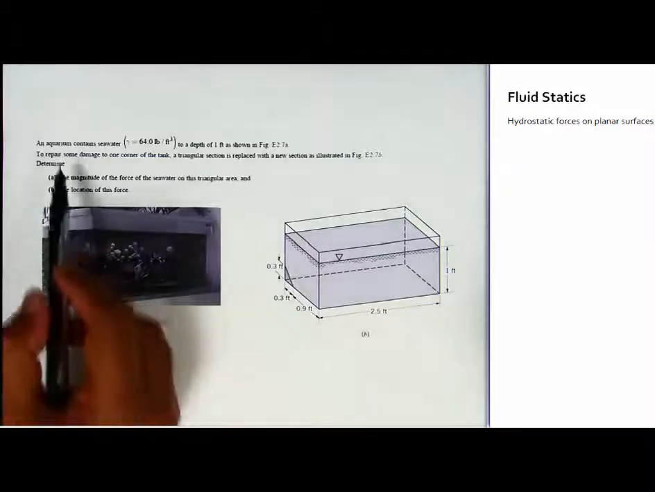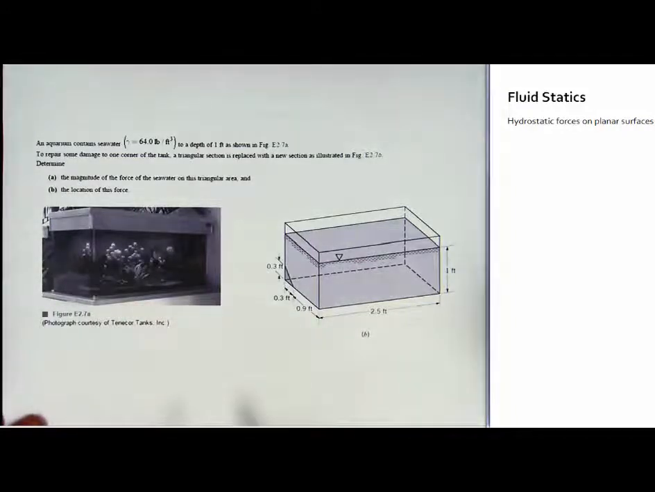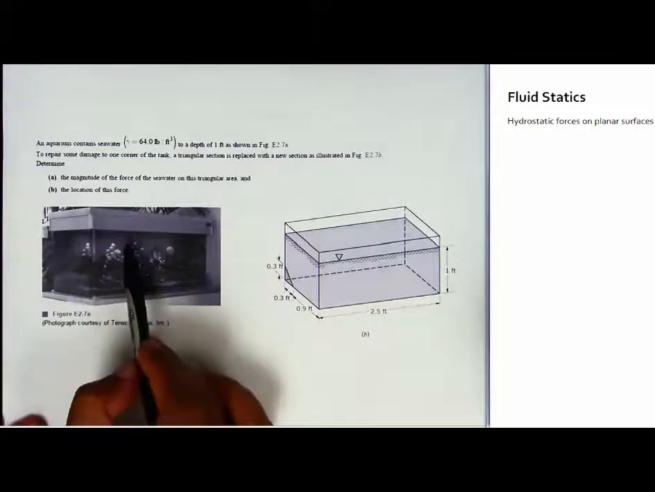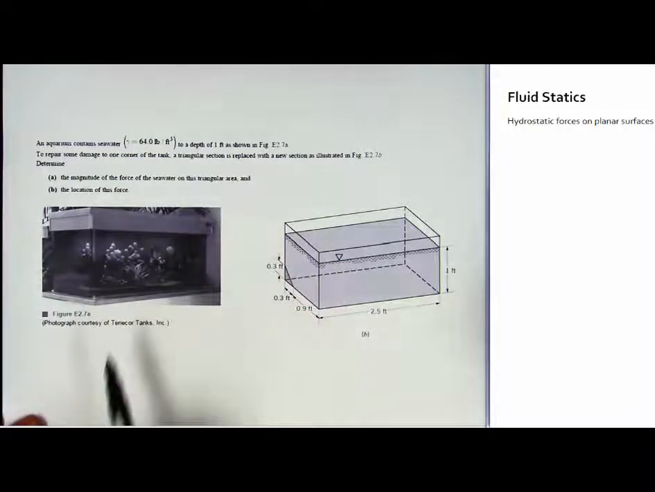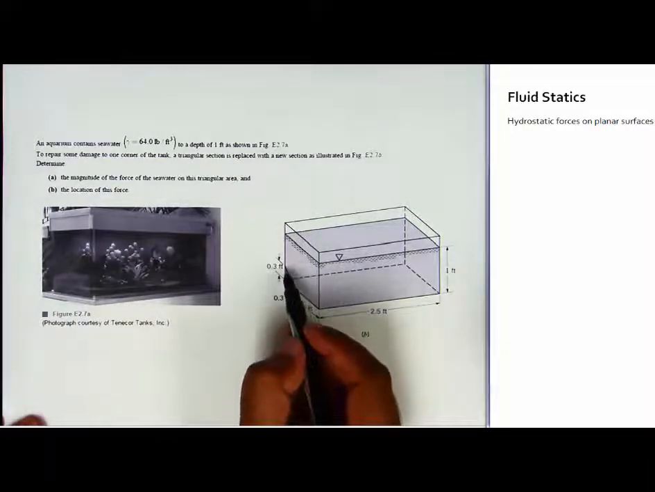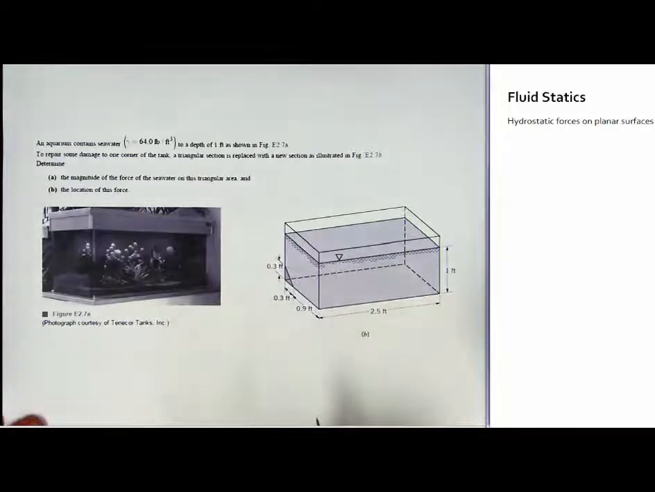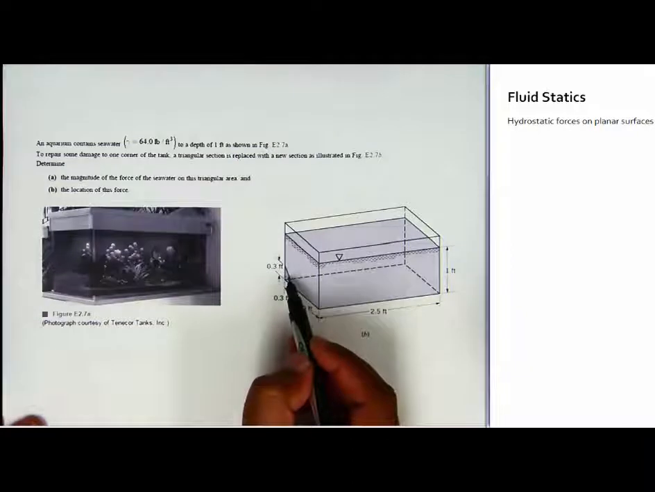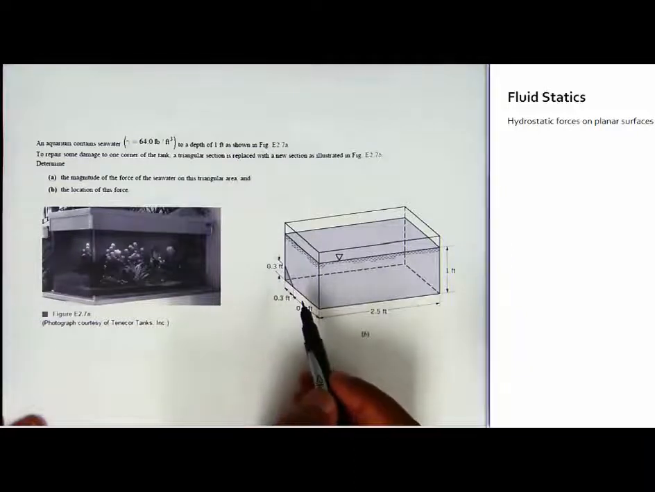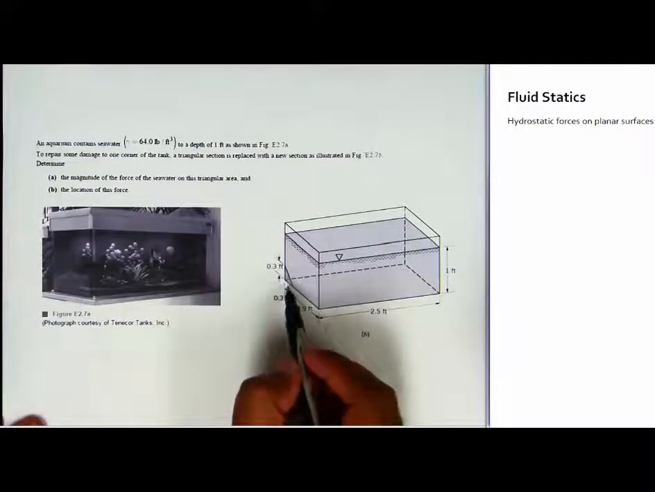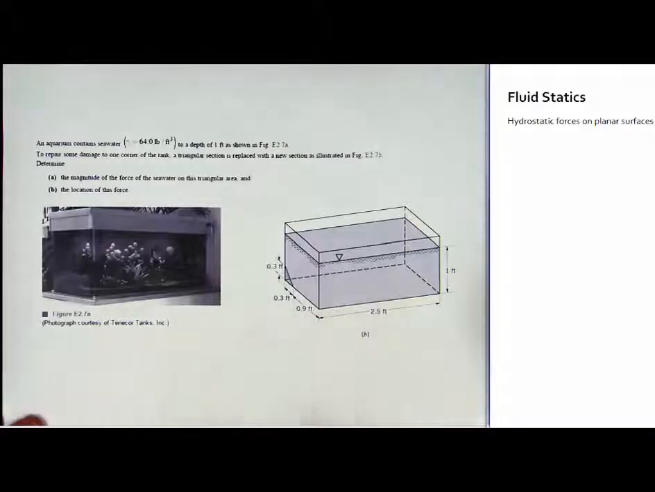In this video, we're going to solve this particular problem where you have an aquarium with water to a depth of 1 feet as shown here. To repair, we are going to replace a small triangular portion and we would like to know what is the resultant force on that portion, so that when we repair it we use a strong enough piece.